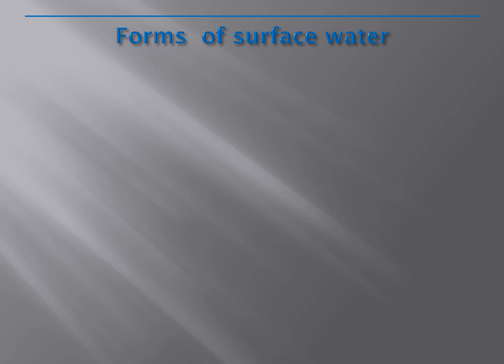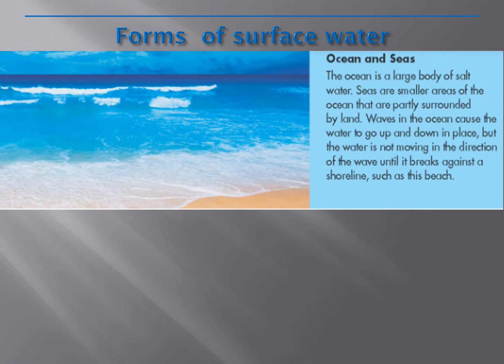Forms of surface water. Mainly we have the oceans, the seas, the lakes, the ponds, the glaciers, and the rivers. So let's start talking about the ocean and the seas. The ocean is a large body of salt water, and we already know that. And the sea, what is the difference between the ocean and the sea? A sea is smaller than the ocean and partially surrounded by land. But the ocean is not surrounded by land, and both of them contain salty water.